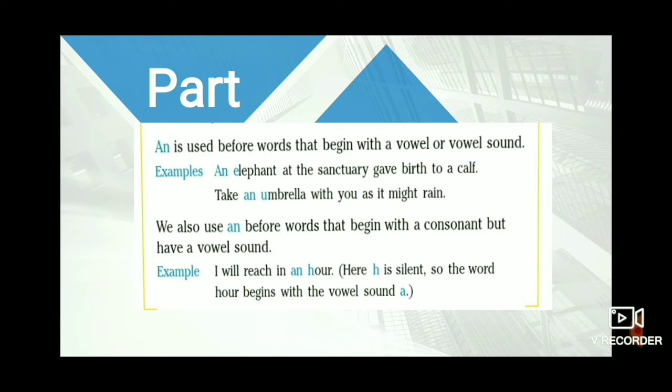And we also use an before words that begin with a consonant but have a vowel sound. Example, I will reach in an hour. So we can't say har, we say our, because h is silent. So the word begins with the vowel sound. That's why we will use here article an.